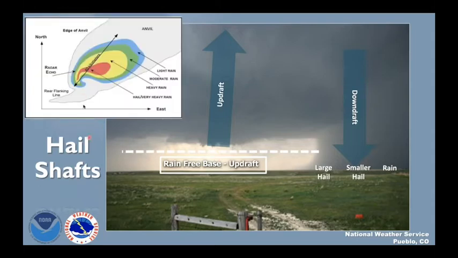This is what it looks like on radar. So the rain-free base is going to be in this area. That's what you're seeing right here. Whereas in this dark and gloomy area, that's probably where the downdraft is.